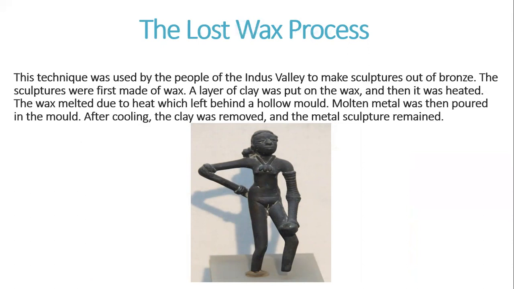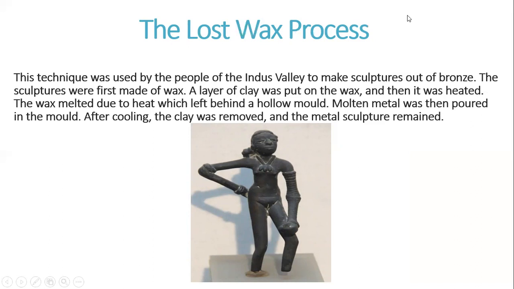Another important fact about the time of ancient India, its culture or art form, was the lost wax process. This picture that you see is a sculpture of the dancing girl, a very famous one found in Mohenjo-daro, and it is an excellent example of the lost wax process. What do you think this lost wax process is? Basically, this is a technique that was used by the people of the Indus Valley to make sculptures out of bronze.